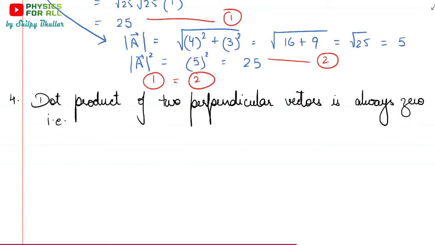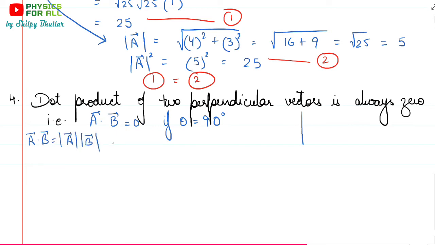Next property is dot product of two perpendicular vectors is always 0. That means if we have two vectors, then their dot product would be 0 if the angle between them is 90 degree, if the two vectors are perpendicular to each other. Why so? Because the formula says A dot B is equal to magnitude of A, magnitude of B, and cos theta. And cos 90 degree is 0. So that's why if you multiply 0 with any number, the answer would be 0.